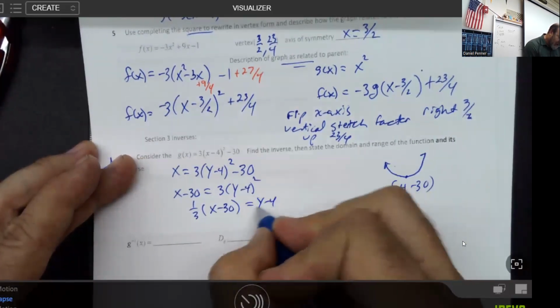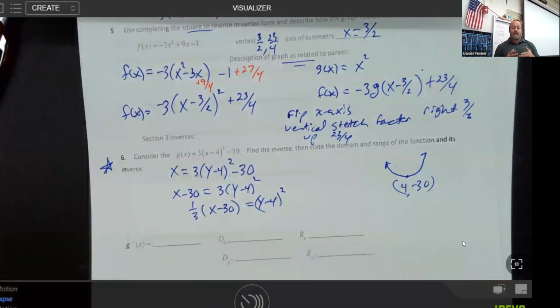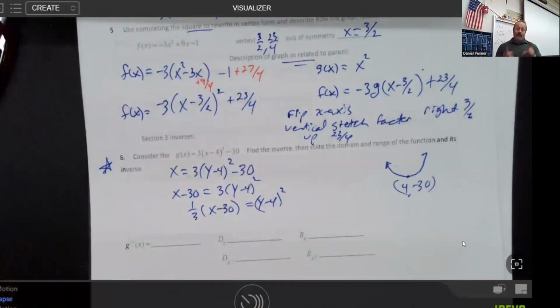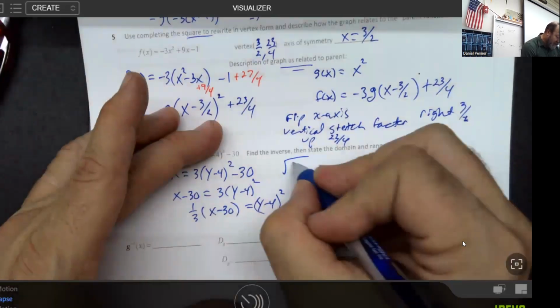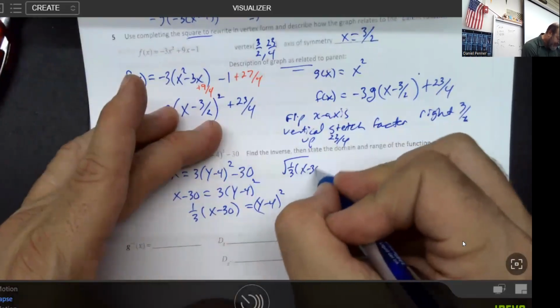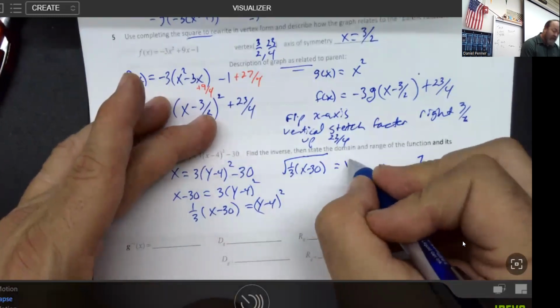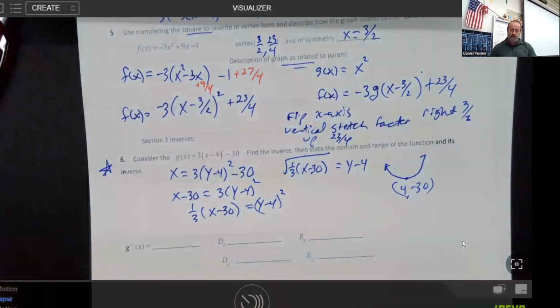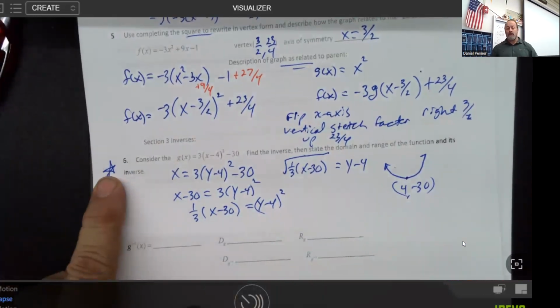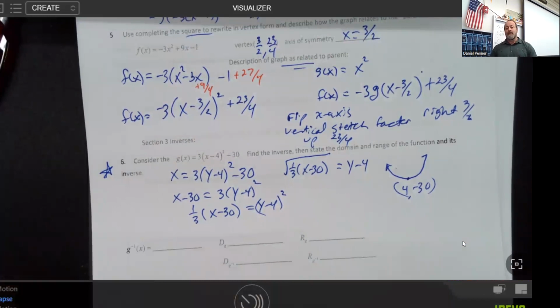And here's where we get ourselves into a really significant step: I need to take the square root of both sides. When I took the square root of this side, usually I would get a plus or minus, but this is the important part: you cannot take the inverse of a function that is not 1-to-1.